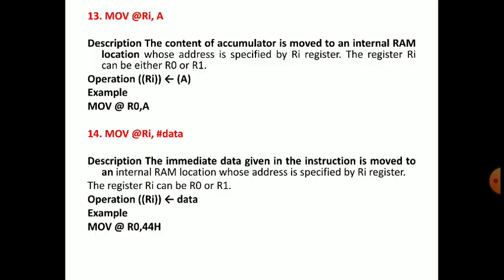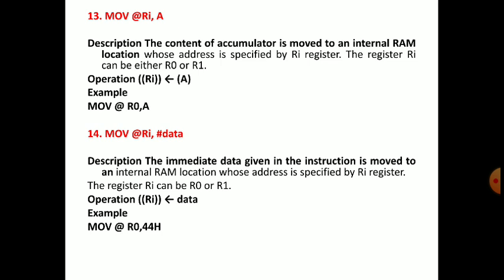Now moving on to the next instruction, the 13th instruction in this data transfer group, MOV @Ri, A. It is just the reverse of the operation we have seen. The source here is the accumulator and the destination is an indirect register. The content of the accumulator is moved to an internal RAM location whose address is specified by the Ri register. The register Ri can be either R0 or R1.